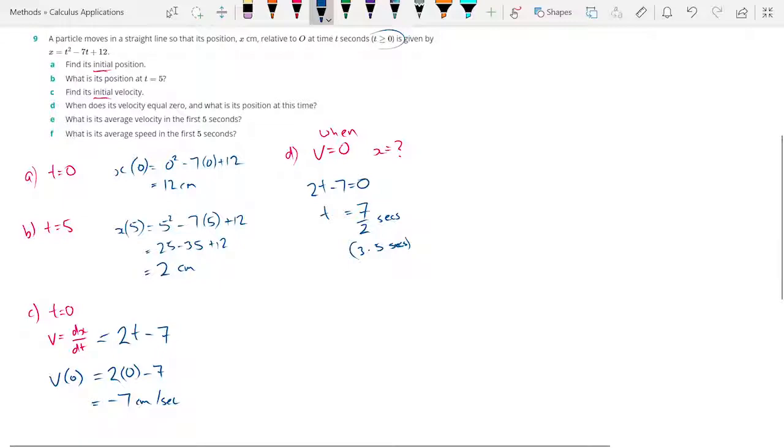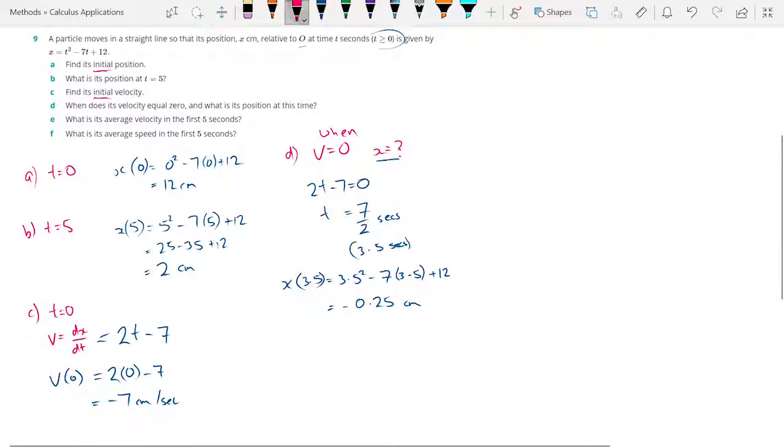Then we need to sub that into our x formula to find x. So x at 3.5 is equal to 3.5 squared minus 7 times 3.5 plus 12, which would give us negative 0.25 centimeters. So we're negative 0.25 away from our origin or starting point.